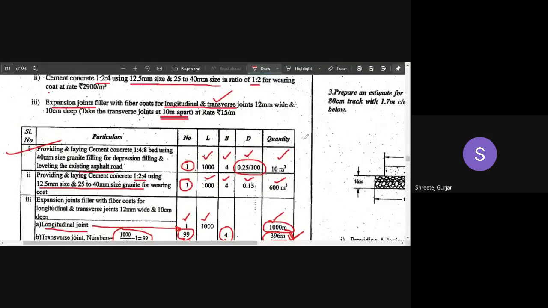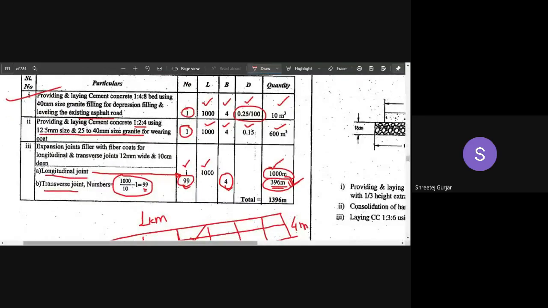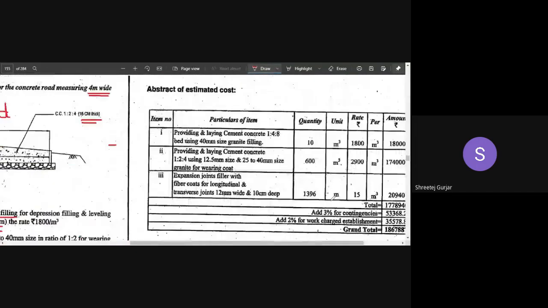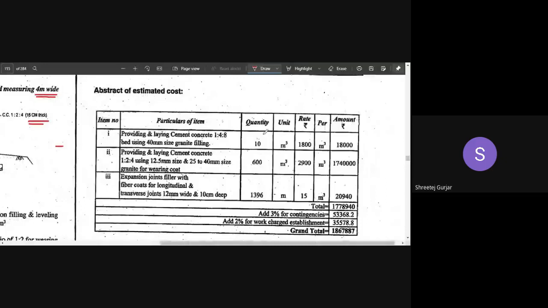So this is regarding your second numerical, and after calculation we are left with the abstract. Quantity into rate will give you your amount. Similarly for all the other items, you multiply by the rate which is given, calculate the total, add 3% and 5%, and write the grand total. I hope this is clear.